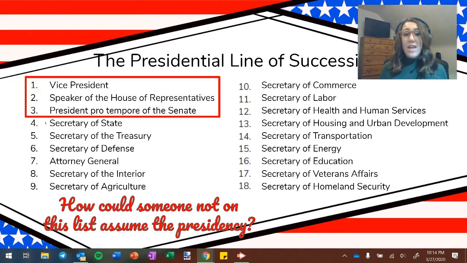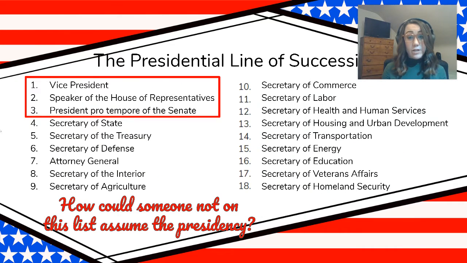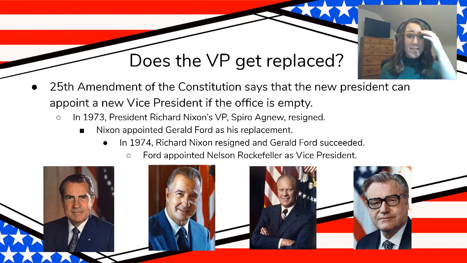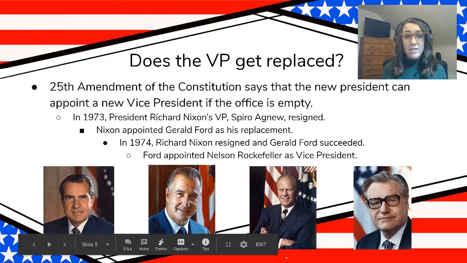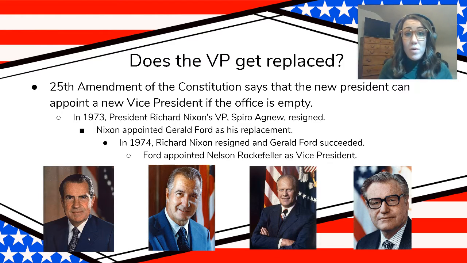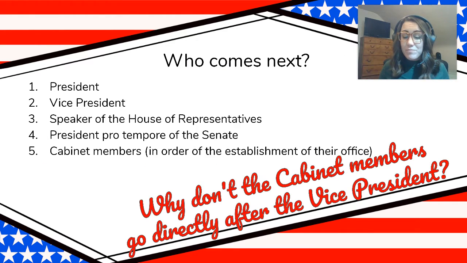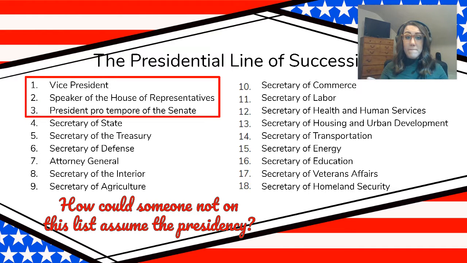Especially because, let's address this question before I get ahead of myself. How could someone not on this list assume the presidency? Well, let's go back a slide. Oops, it's not all for now, folks. Sorry. So on this slide, remember that Gerald Ford was not the original vice president. He was never elected by the people. So, whenever he became president, he was not elected by the people, but he went all the way above everyone else because he was vice president, and the vice president is still second in line no matter what. Interesting, huh?